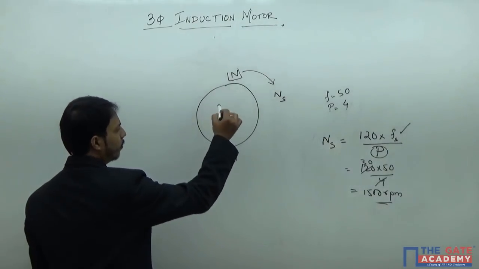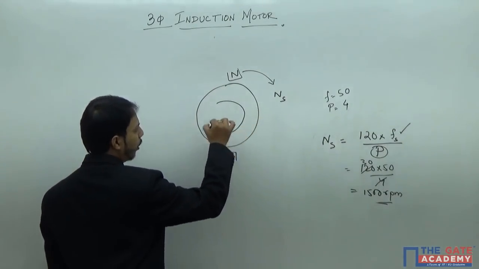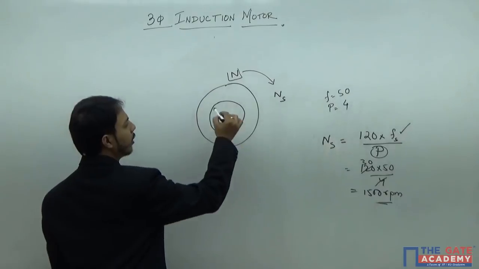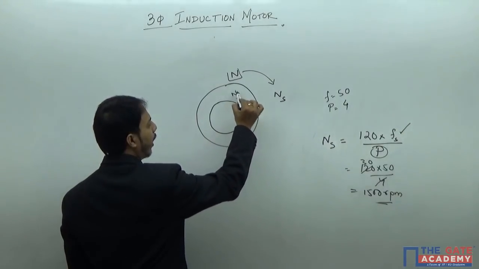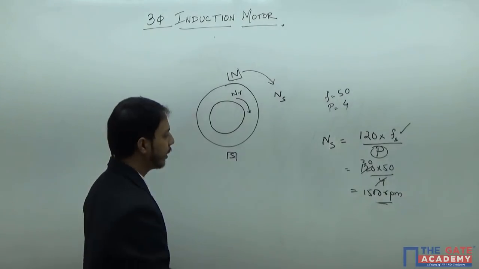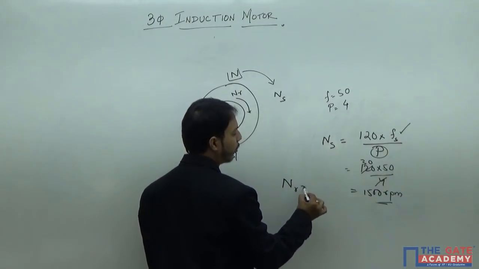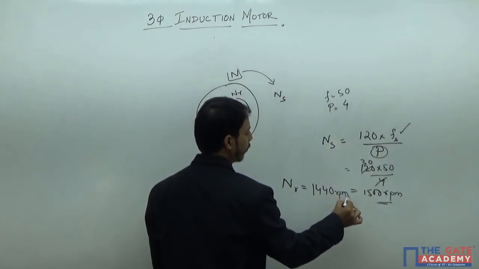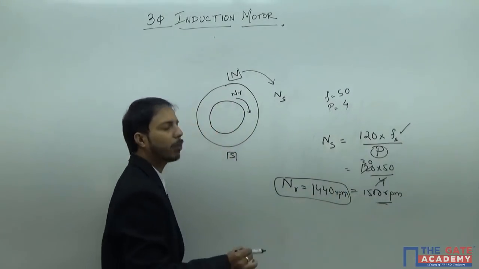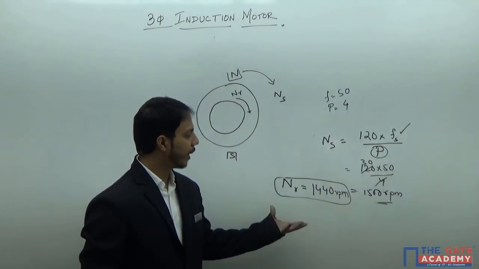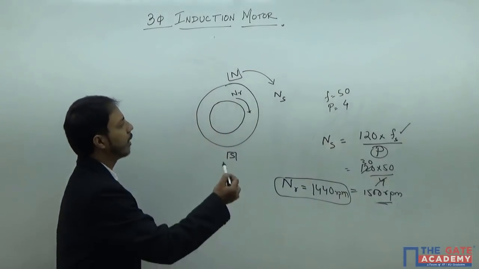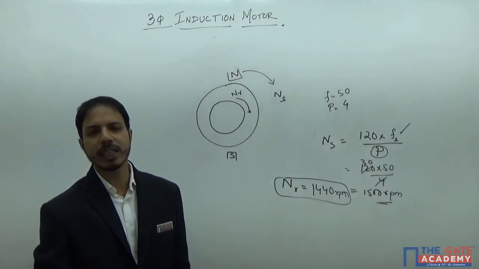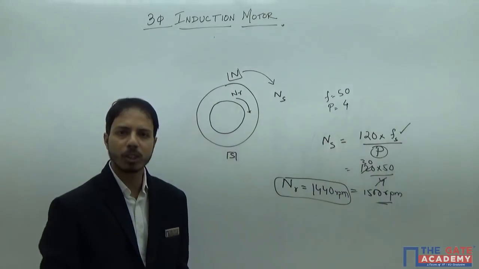Now suppose we have a rotor here. In steady state at a particular load, let us say this rotor is rotating at a speed called nr. We know that this nr will be less than ns, let us say it is 1440 rpm. Now you see there is a difference between them, and that difference should be there. Only if that difference is there can the rotation be sustained. If the difference is not there, the torque will become zero.